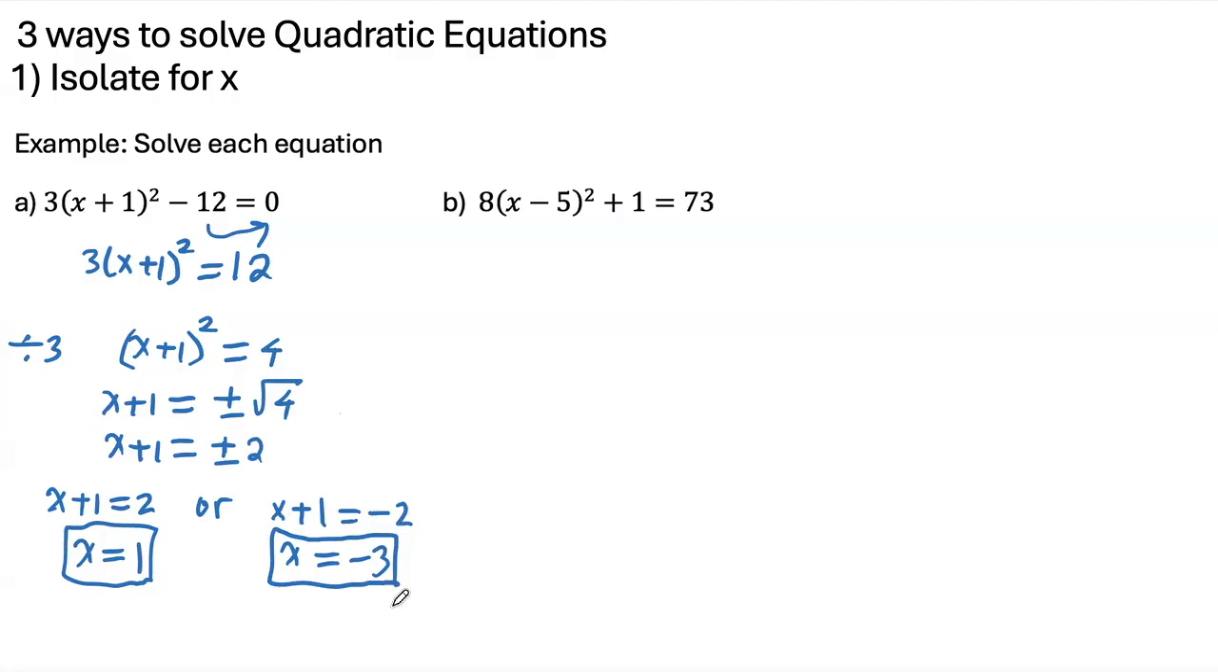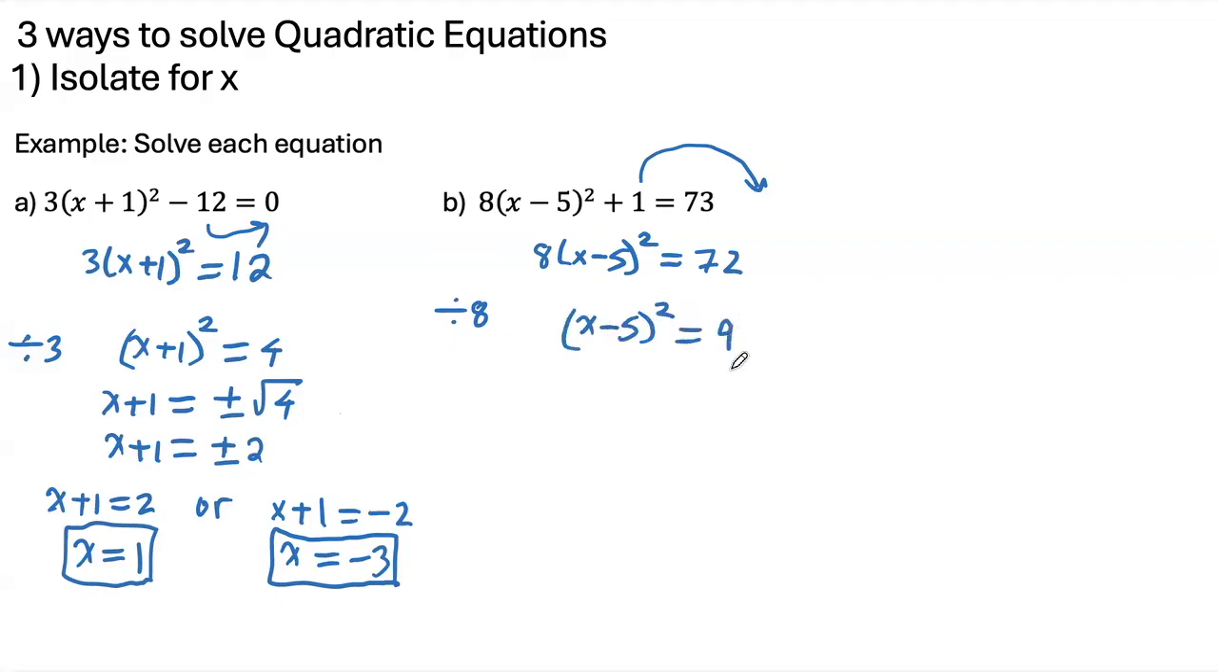It's not equal to 0, but that's not a problem for us. We can start the same way. Move the plus 1 over. It becomes a negative 1. 73 minus 1 is 72. Then we want to get rid of the 8. Divide both sides by 8. X minus 5 squared is equal to 72 divided by 8, which is 9.